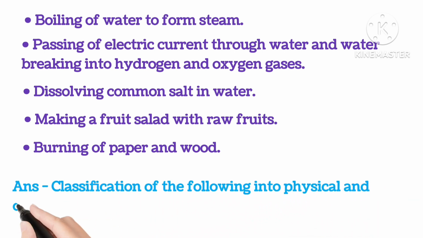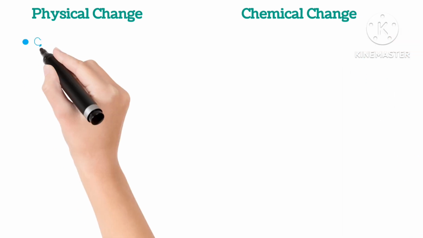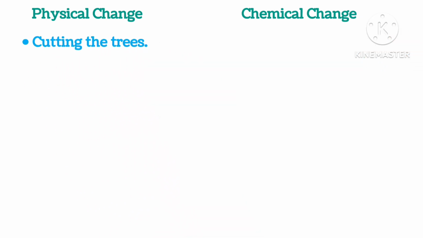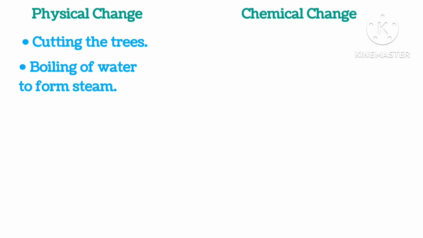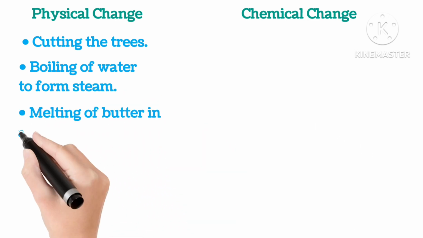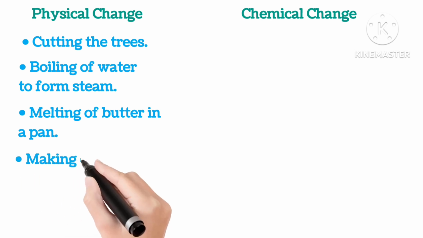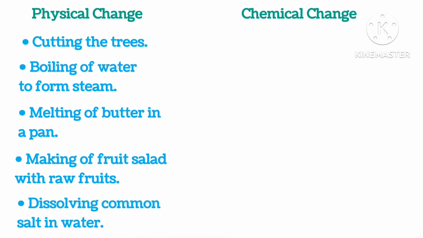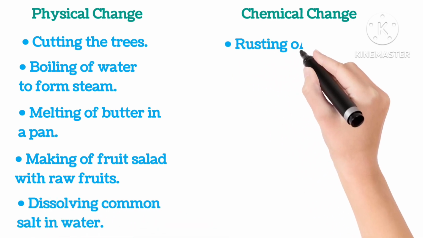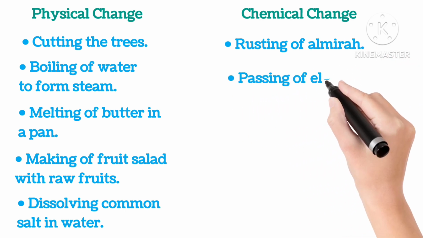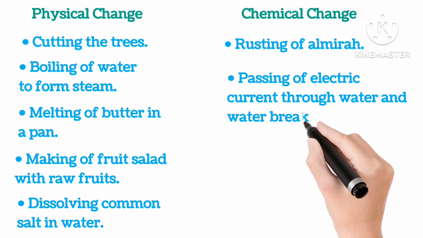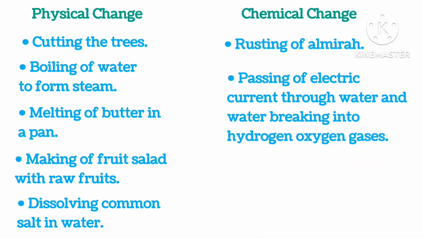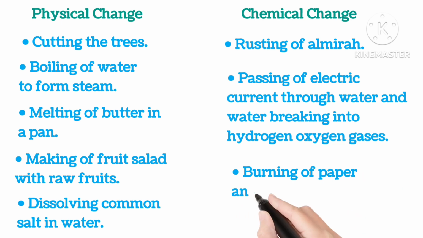So the classification of the following into physical and chemical changes is as follows. The physical changes are cutting of trees, boiling of water to form steam, melting of butter in a pan, making of fruit salad with raw fruits, and dissolving common salt in water. Examples of chemical changes: rusting of almirah, passing of electric current through water and water breaking into hydrogen and oxygen gases, burning of paper and wood.